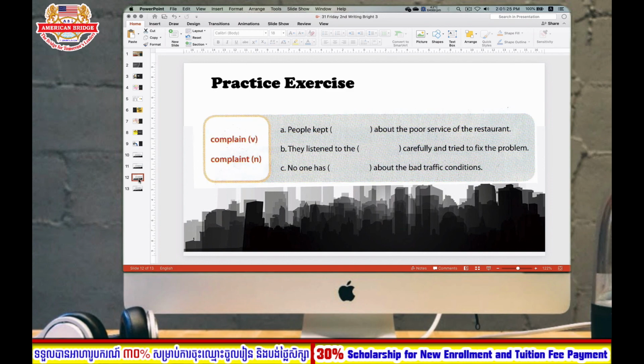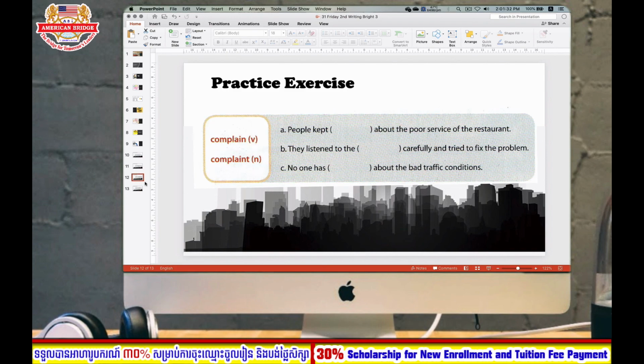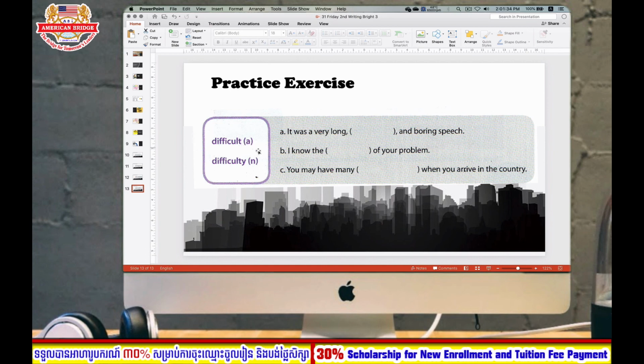So there are two more boxes. We have the word complaints and the words difficult and difficulties. So I hope you can do these exercises by yourself at home in your books. And if you have any questions, you can ask your teacher in your online study group.